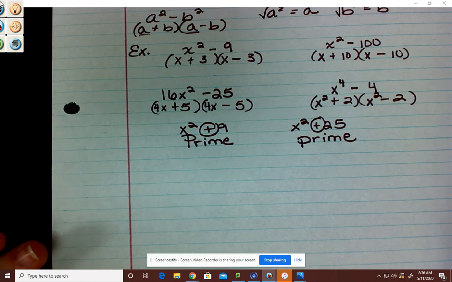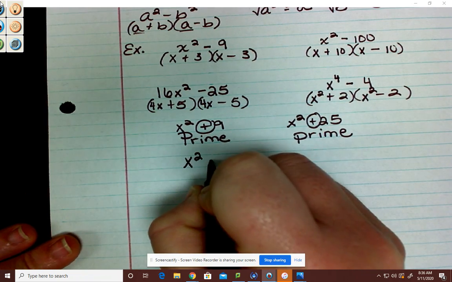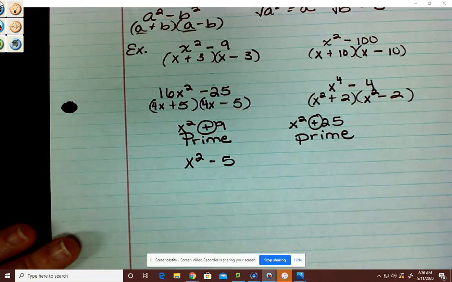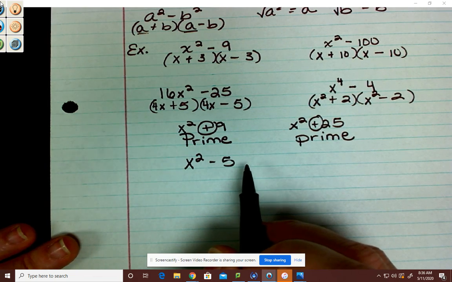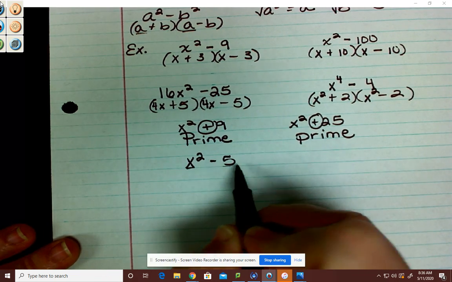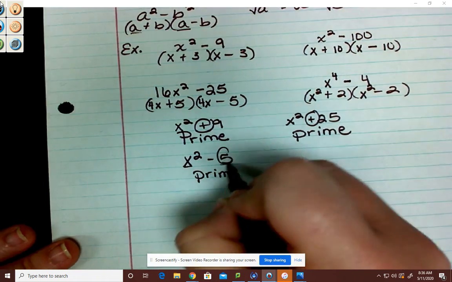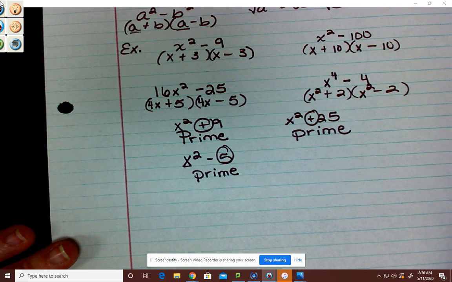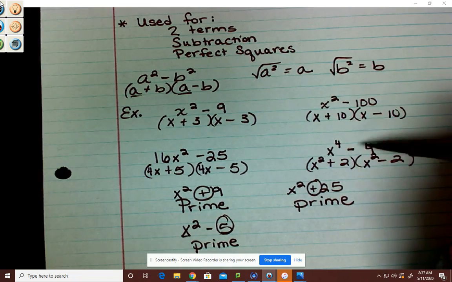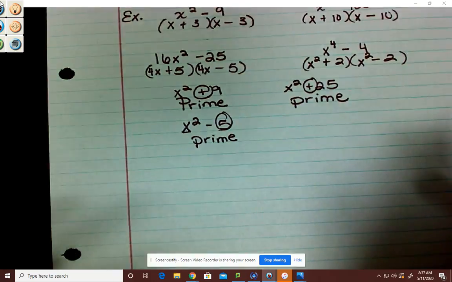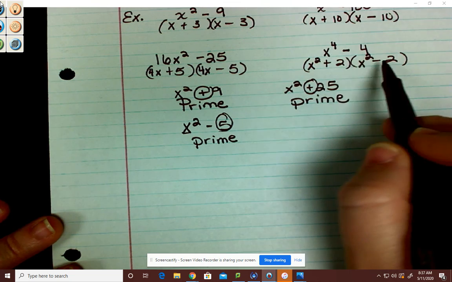Here's another way that difference of squares can be a little bit confusing. Let's say we have x squared minus 5. We have two terms, we have subtraction. X squared is a perfect square, but 5 is not a perfect square. If I take the square root of 5, I get a decimal. So if these are not perfect squares, then we put prime. So that 5 made this one prime. You've got to be on the lookout for those, because in problems where we're factoring difference of squares, you'll get some that are kind of hidden, that look like perfect squares but are not, and they're actually prime. We can't find factors for them.